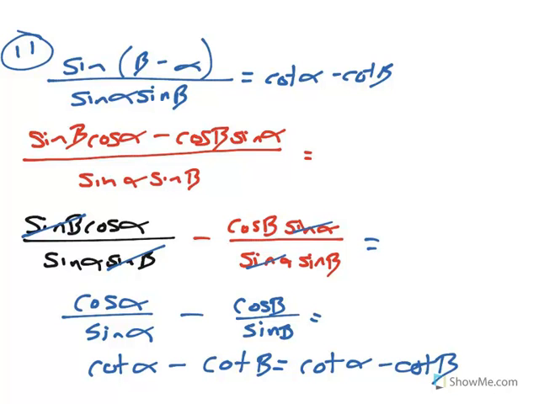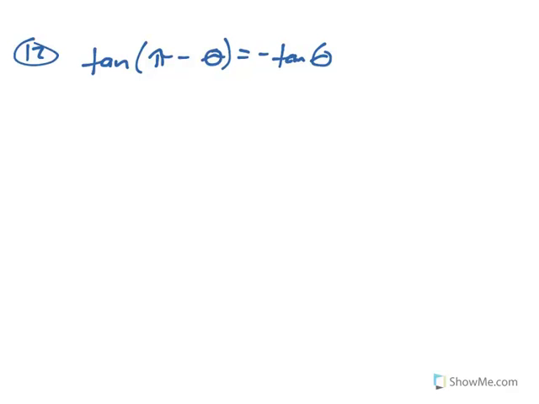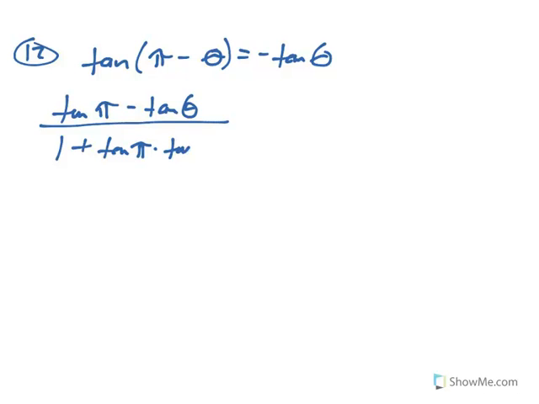The right side was cotangent of alpha minus cotangent of beta the whole time, so we have shown this is an identity. Number 12, we're supposed to verify this is an identity. That means make the left and right sides identical. The left side, I recognize this is the difference identity for tangent. It's going to be tangent of pi minus tangent of theta over 1 plus tangent of pi times tangent of theta. What is tangent of pi?